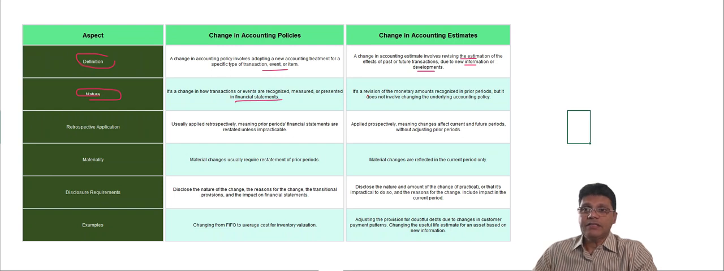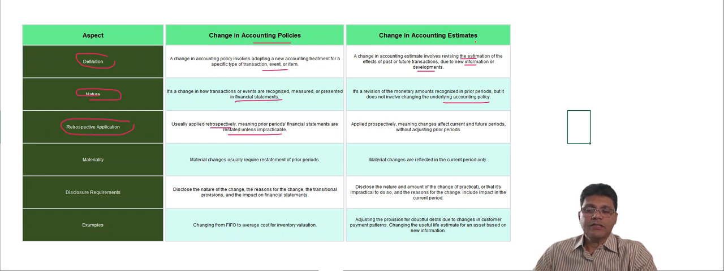Here the accounting estimate is a revision of the monetary amounts recognized in prior periods, but it does not involve changing the underlying accounting policy. Okay, so as a result of change in accounting estimates, it does not mean there is a change in the accounting policy. So therefore we can adjust it accordingly in the current financial statements. Retrospective application. Usually the change in accounting policy is applied retrospectively, meaning prior period financial statements are restated unless impracticable. Okay, so we have to change the prior period financial statement if there is a change in the accounting policy or the framework.